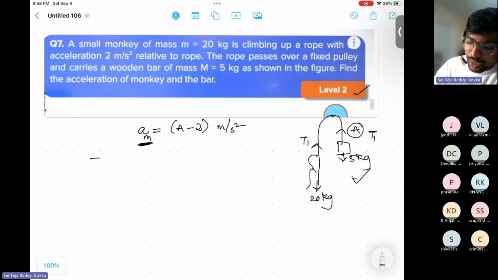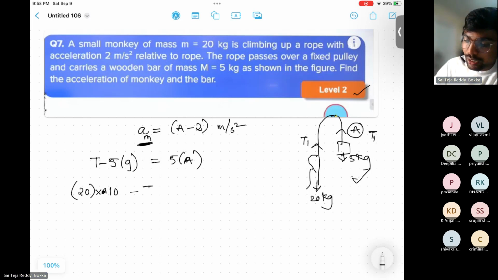So when you are solving this, T minus 5 into g, that is 10, is equal to mass into acceleration, that will be equal to capital A. When you are solving the second one, the free body diagram for the monkey, that will be 20 into 10 minus T, equal to mass 20 and your acceleration will be A minus 2. Solve it now.